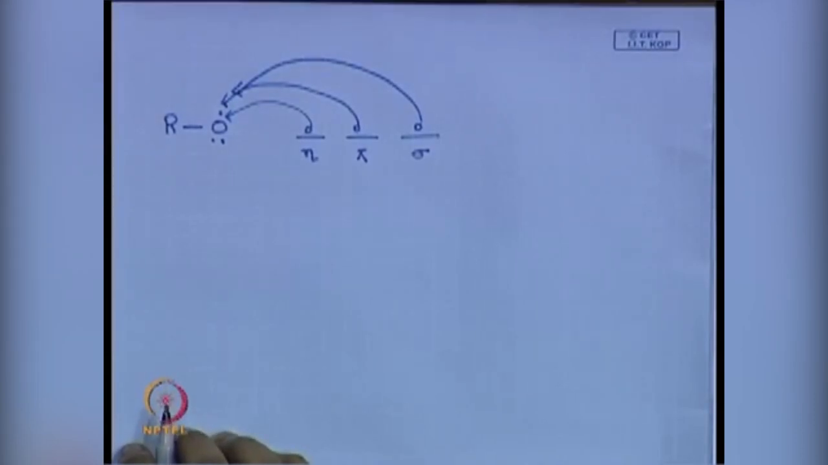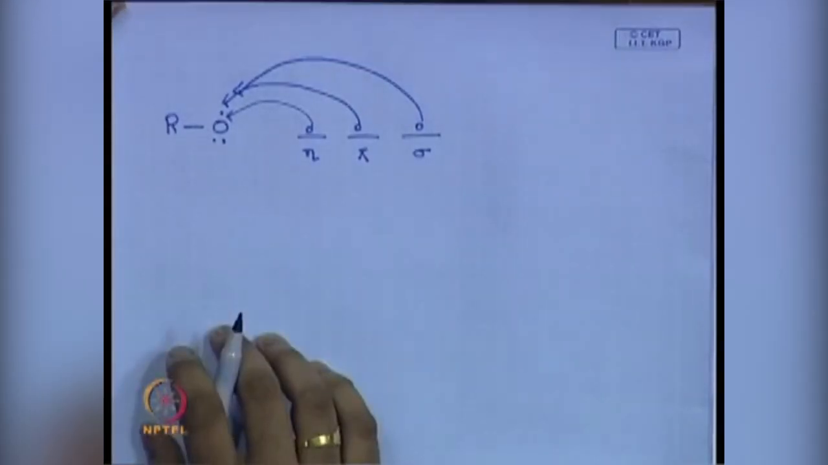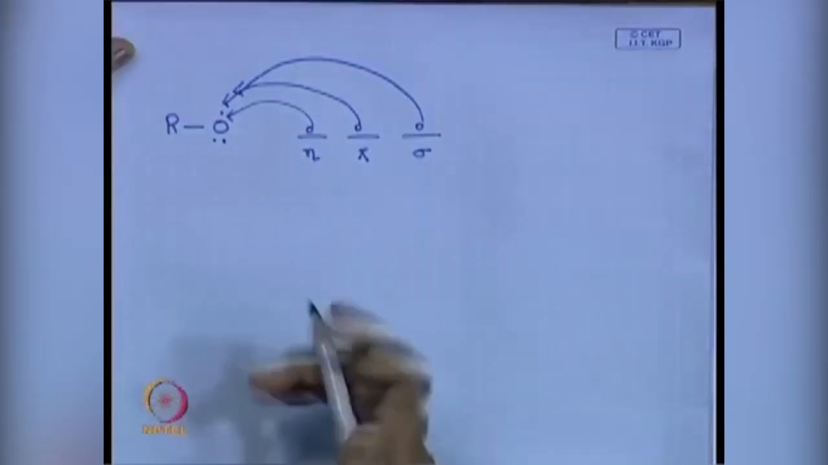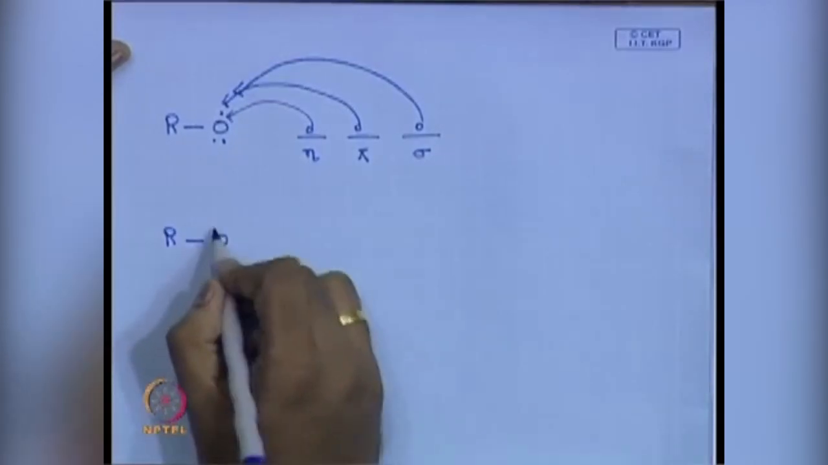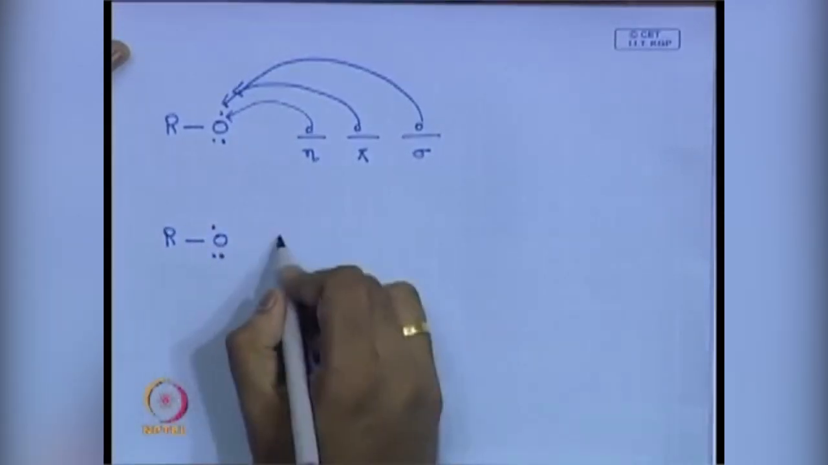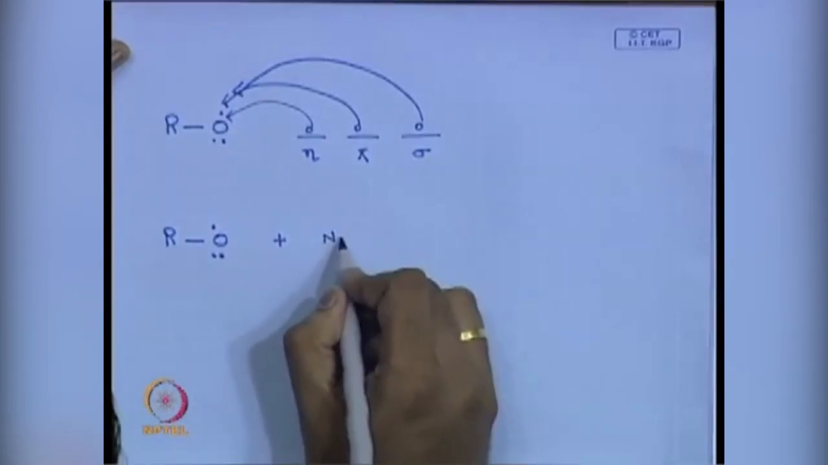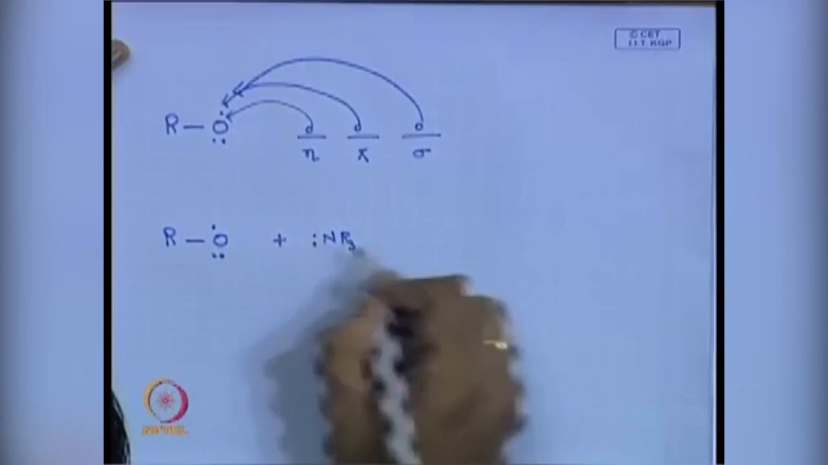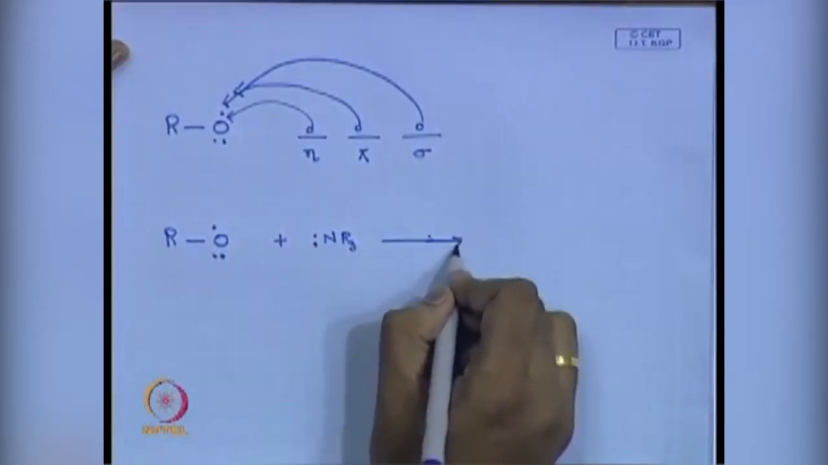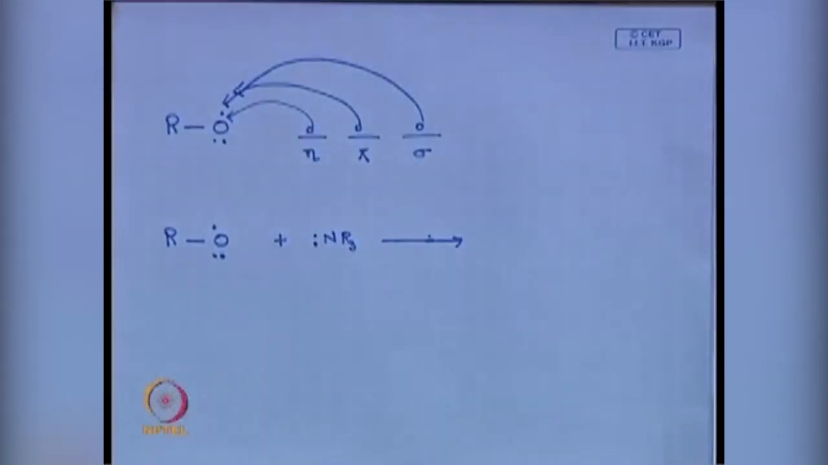That is what you studied, okay. I am not telling the new thing. If I write it with the reaction, then I hope that you will remember that. For example, I have an alkoxy radical. I have a trialkyl amine in the system with my alkoxy radical. What does the alkoxy radical do?